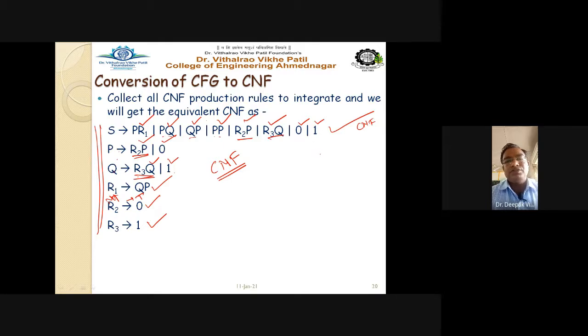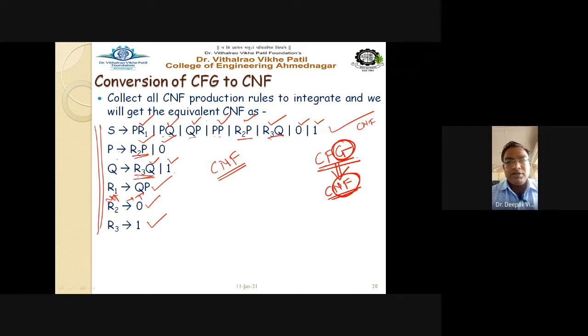There is always a question on this: convert the given context-free grammar into the normal form. Do not get confused between CFG and CNF, where your CFG is nothing but your grammar, but this is nothing but your normal form. Remember this point. This is the normal form, and this is the grammar. Your grammar you are converting into the Chomsky normal form, right?